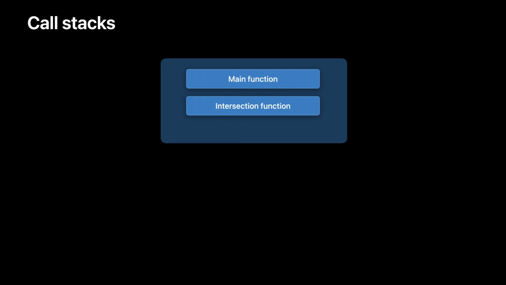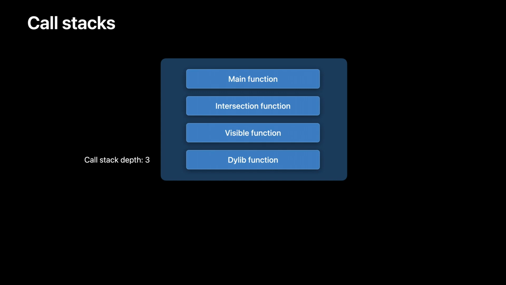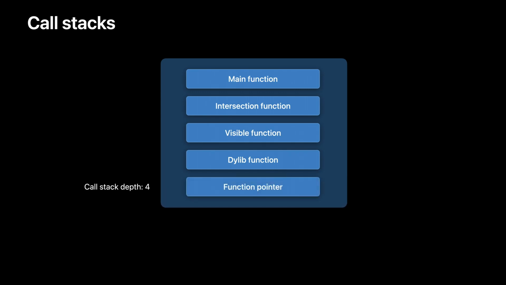However, if you are using function tables to call into a visible function, this is another example of a function call unknown at compile time. If you perform such a call from an intersection function, like in this example, your call stack will be 2 levels deep. Another example are calls to dynamic libraries, and calling a local function using a function pointer. In this example, our call stack has 4 levels with nested calls to different types of functions that cannot be resolved when the shader is compiled.